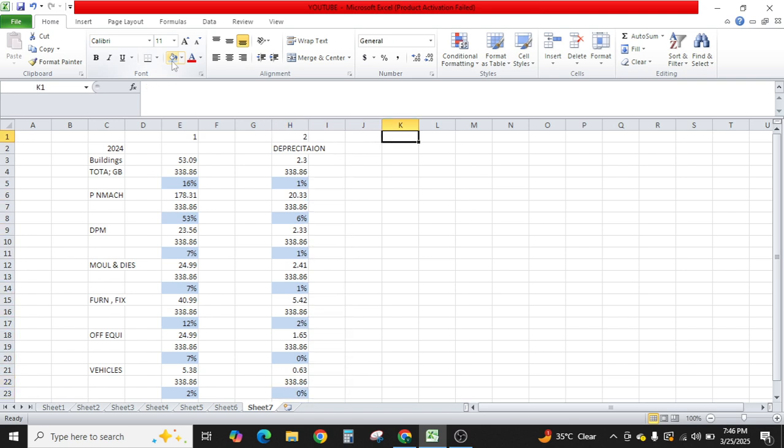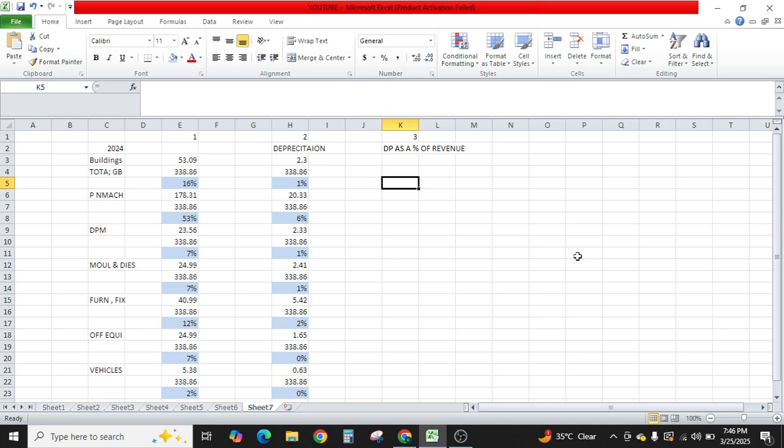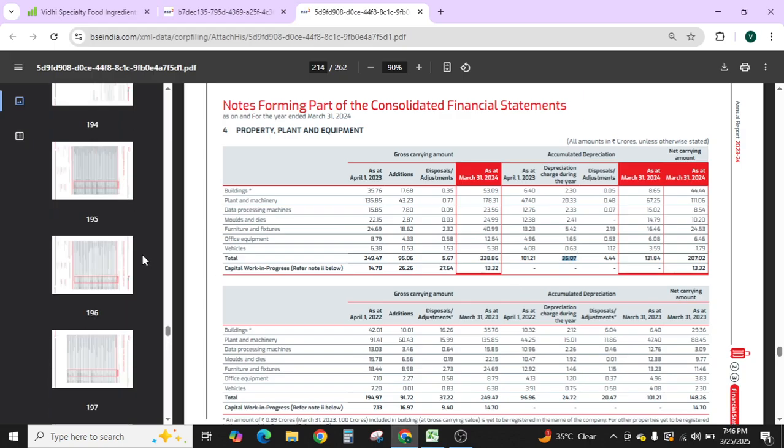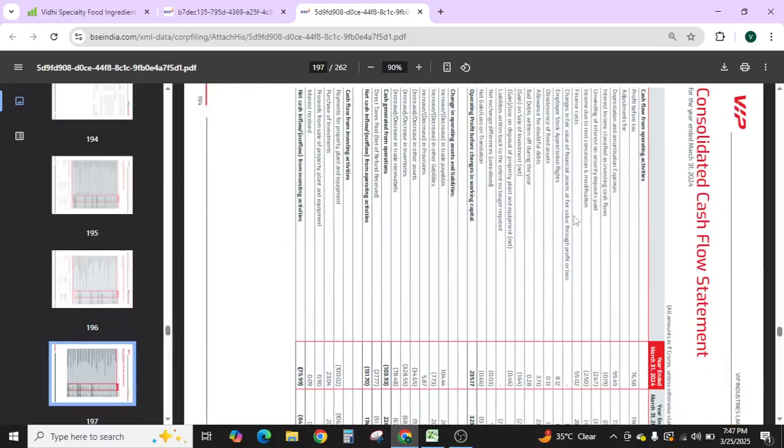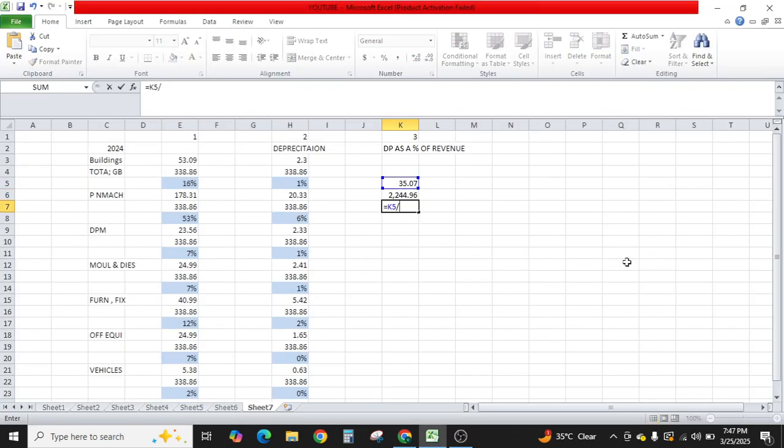Another thing which we can do, which is third, is depreciation as a percentage of revenue for each line item. Or if you take it year on year, you can take total depreciation, which is 35.07, divided by revenue, which is 22 point. So depreciation as a percentage of revenue comes to 1.5%. This will help us in modeling, which we will do in future videos. So these things are very important.